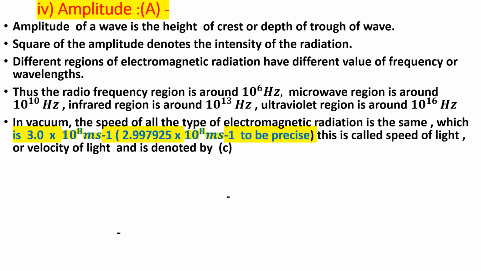In vacuum, the speed of all types of electromagnetic radiation is the same, which is 3.0 into 10 raised to 8 meter per second, or the value in bracket, 2.997925 into 10 raised to 8 meter per second to be precise. This value is important, you have to remember. This is called the speed of light or velocity of light and is denoted by the letter C.